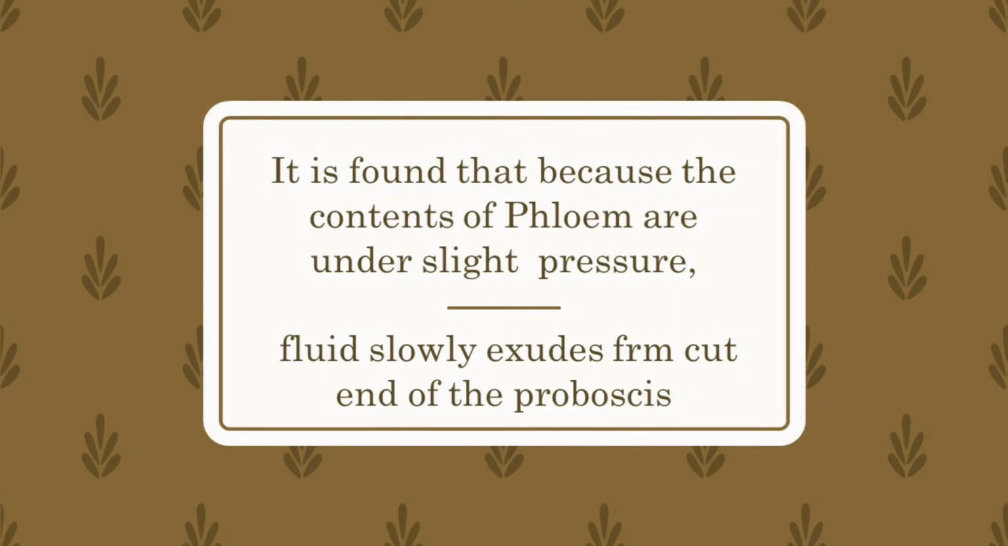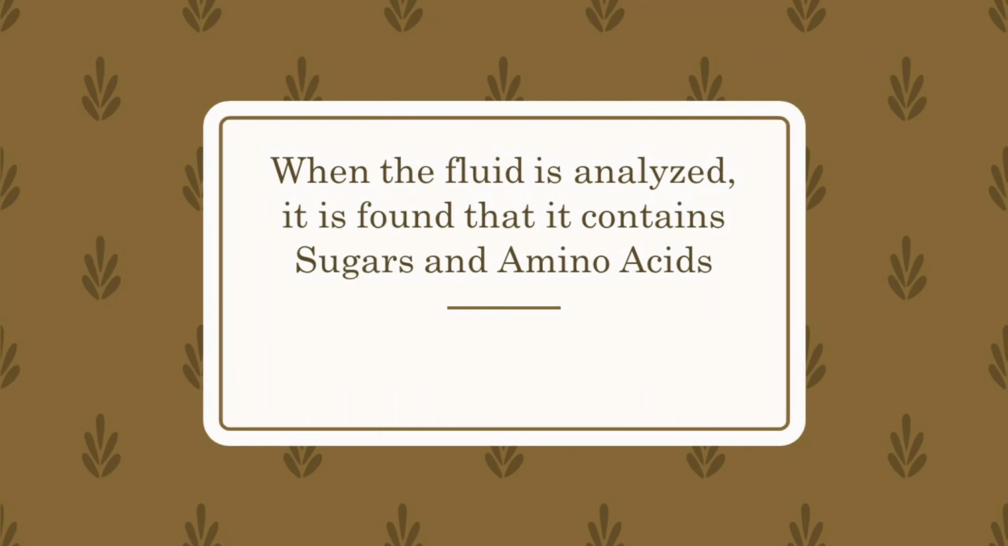It is found that because the contents of the phloem are under slight pressure, the fluid from the sieve tubes slowly exudes from the cut end of the proboscis. When the fluid collected from the sieve tube is analyzed, it is found that it contains sugars and amino acids. By this, the scientists conclude that the food materials are transported through the phloem.